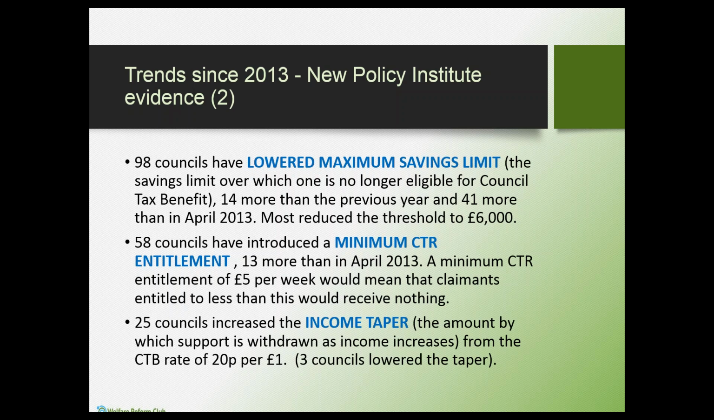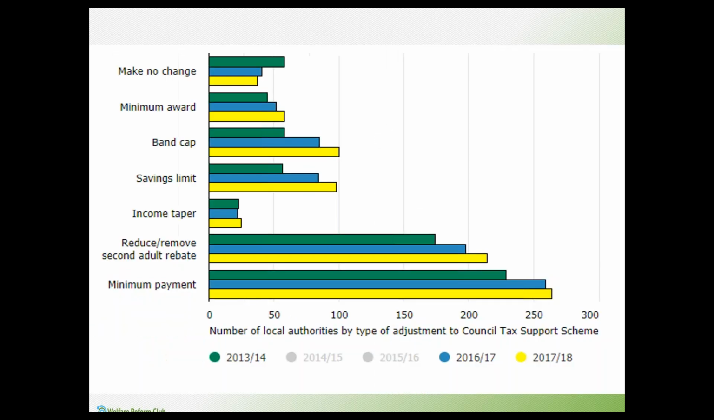And then 25 councils have increased the income taper. So that, again, is a small savings measure, not particularly good for working centres, but is nevertheless something that some councils have decided to experiment with. So those are the sort of main trends.